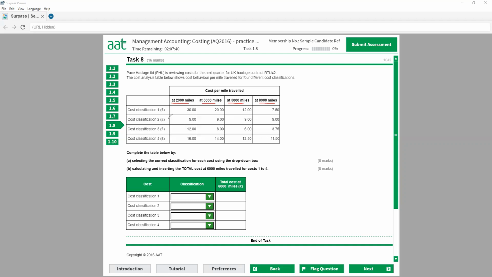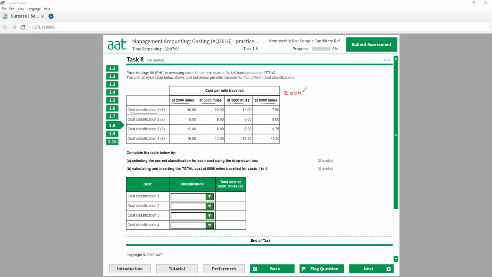We have some cost classifications. So it's cost classification 1. If we drive 2000 miles, the cost will be 30 per mile. If we drive 3000 miles, the cost will be 20 per mile, 5000 miles 12 per mile, and 8000 miles 7.5 per mile. So what type of cost is it? To identify that, we have to check a few classifications.